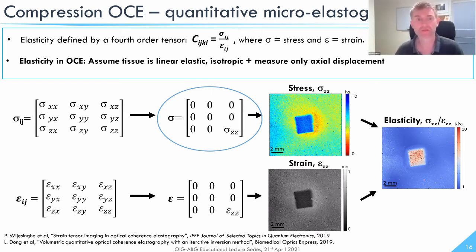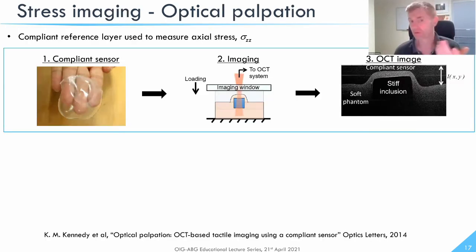Our solution to this was quite simple. We took a compliant region of silicone, similar to what we make the phantoms with, and placed it between the imaging window, which acts as a compression plate, and the sample. This is a little bit like the Princess and the Pea fairy tale, where above a stiff region, as you compress the silicone, you have larger deformation in the compliant transparent silicone.